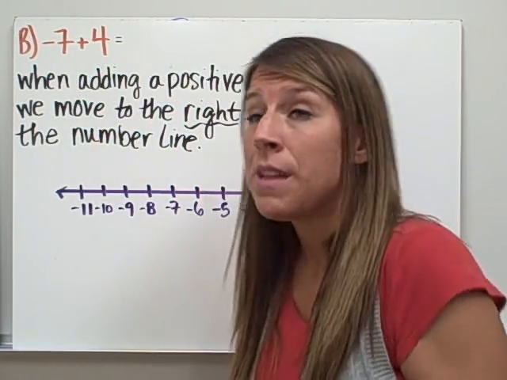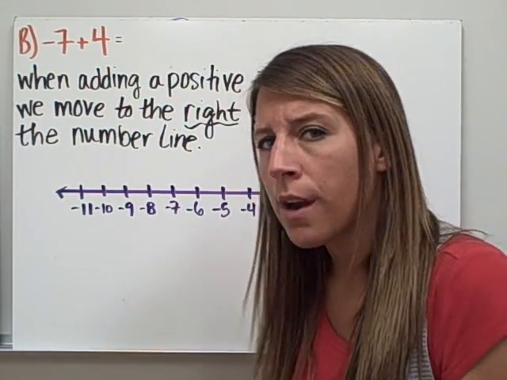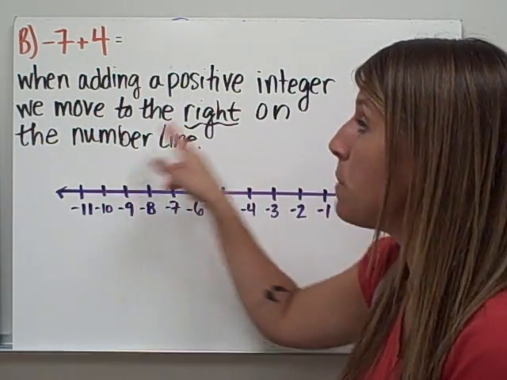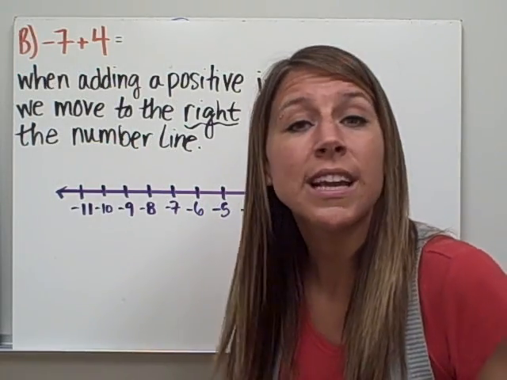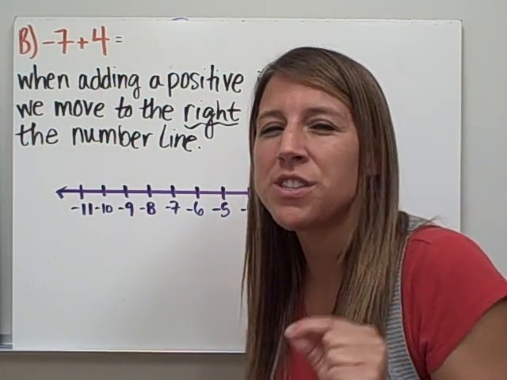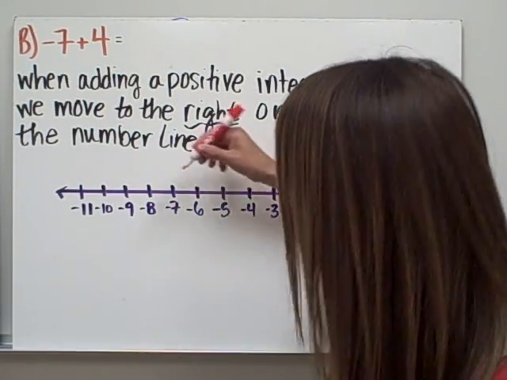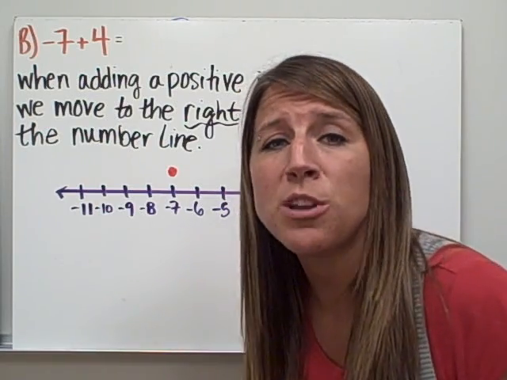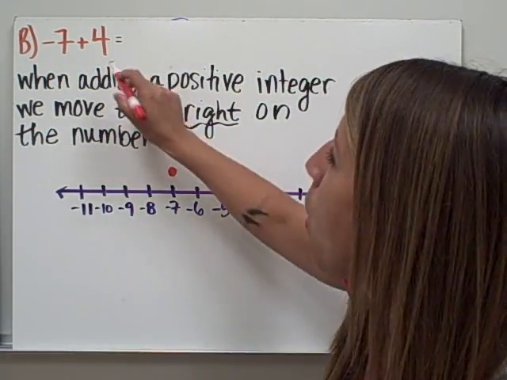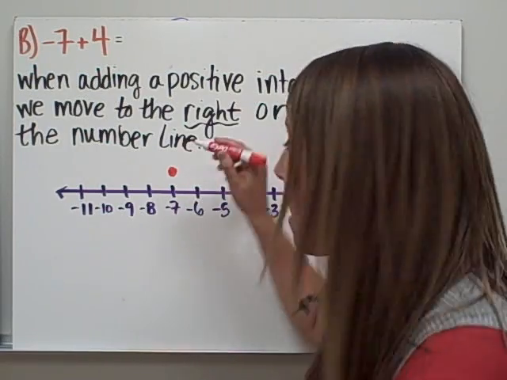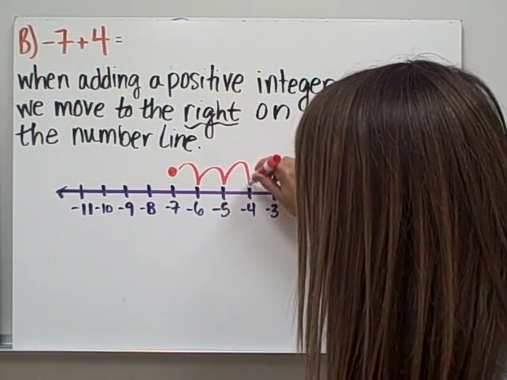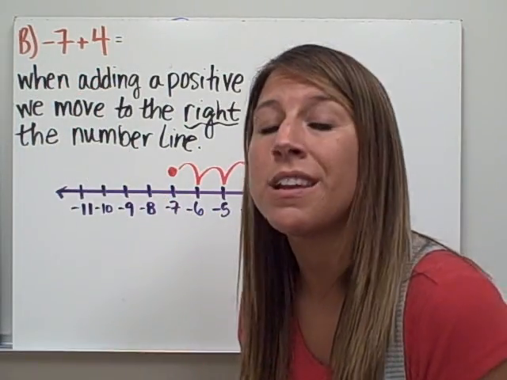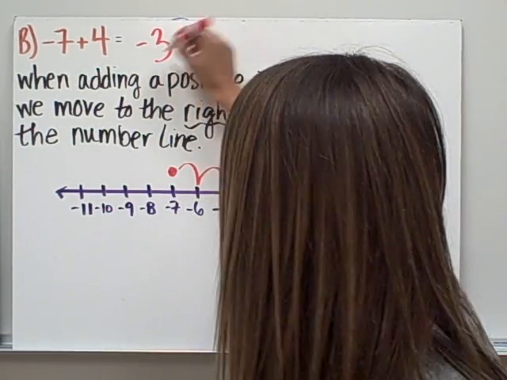For the second example, I'm going to be adding 4 to -7. This time, I'm adding a positive integer. So when adding a positive integer, we move to the right on the number line. Just like I did before, I'm going to model this by putting my first number on the number line. -7 is located right here, and I'm adding a +4 to -7, so I'm going to move to the right on the number line 4 spaces. So from -7, I move to the right. 1, 2, 3, 4. I end up at -3, so I can tell you that -7 plus 4 is -3.